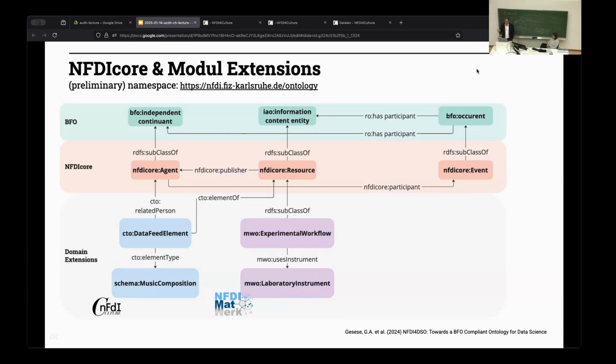Why is this important? If you think material science and cultural heritage, that's quite important. Take medieval stained glass restoration. That has a lot to do with material science. And of course, it's interesting for us to connect our research data in NFDI for Culture to the research data that you have in NFDI MatWerk.